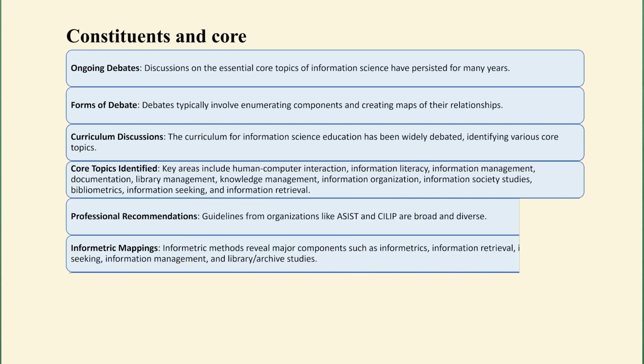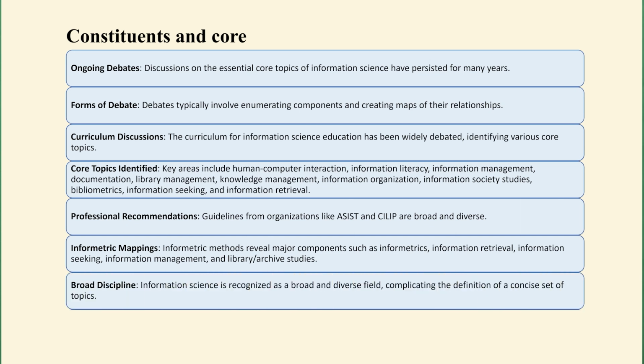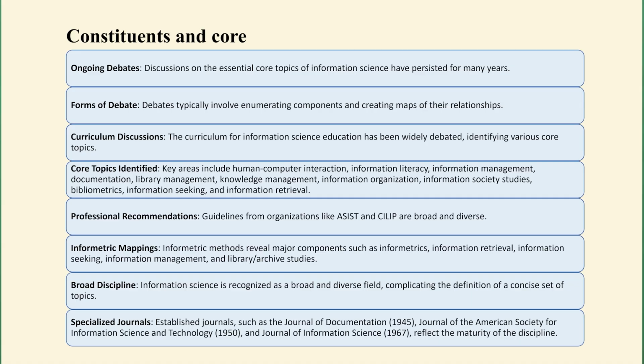So, mapping of information science or the broader LIS, typically produced by the methods of informatics, typically identify informatics, information retrieval, information seeking, information management, and library and archive studies as major recognizable components. We have to conclude that this confirms the picture of information science as a broad and diverse discipline, and that it is difficult to point to a small and unambiguous set of topics which comprise it. Specialized journals are also a feature of a mature discipline.